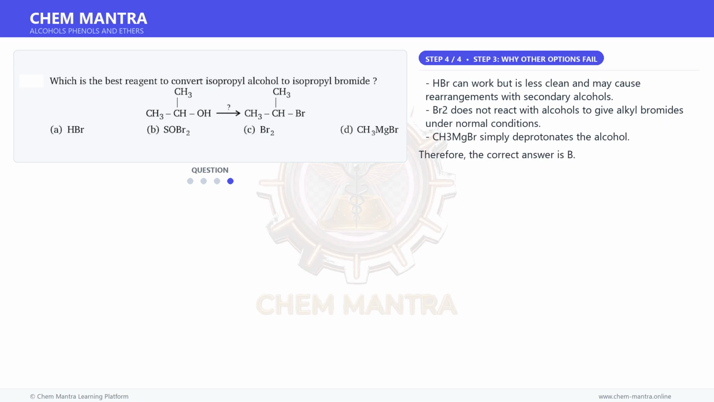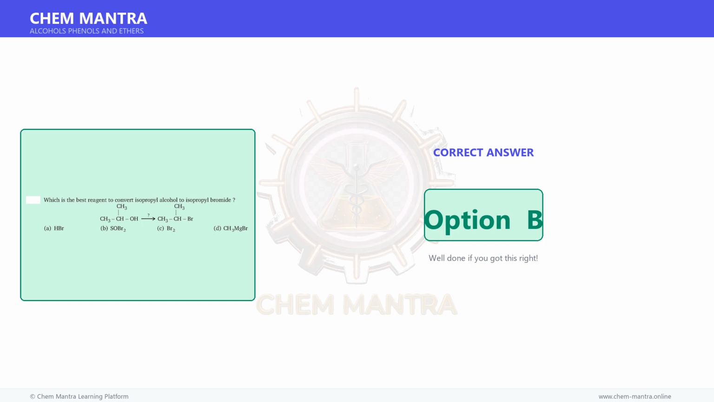HBr can work but is less clean and may cause rearrangements with secondary alcohols. Br2 does not react with alcohols to give alkyl bromides under normal conditions. CH3MgBr simply deprotonates the alcohol. Therefore, the correct answer is option B.